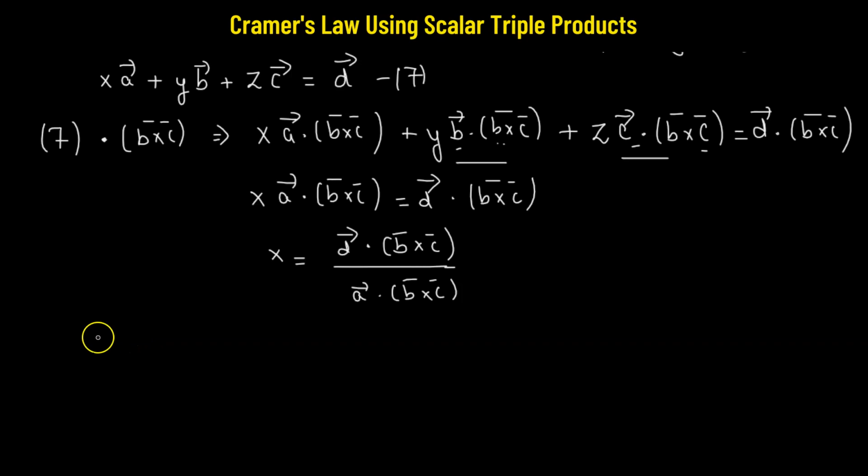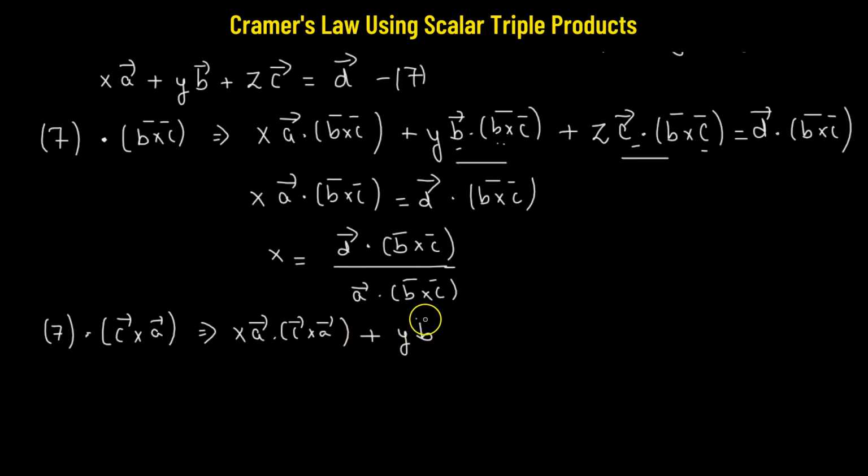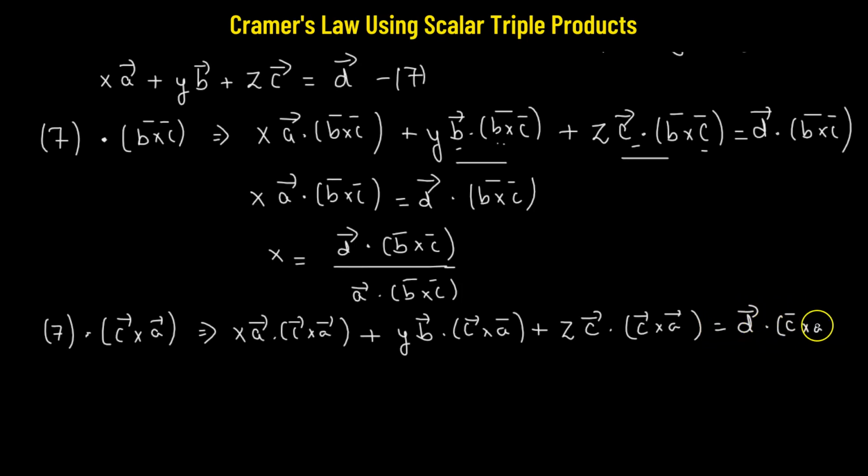Coming back to equation number 7, now we will take the dot product with c cross a, we'll dot it with each of the terms. So that means the first term will be x a vector dotted with c cross a. Then we have y b vector, so b vector will be dotted with c cross a, plus z times c vector, and c vector dotted with c cross a. So this will be equal to d vector dotted with c cross a.